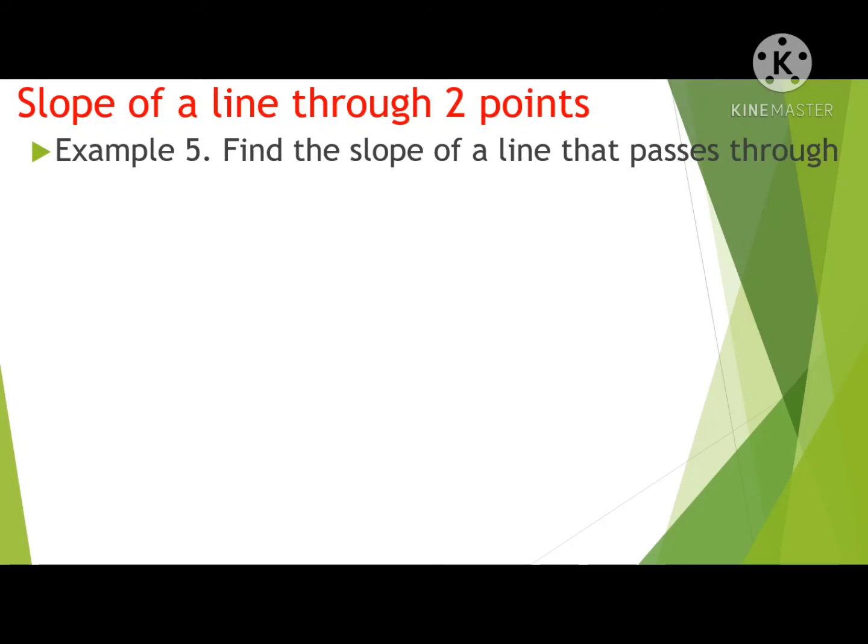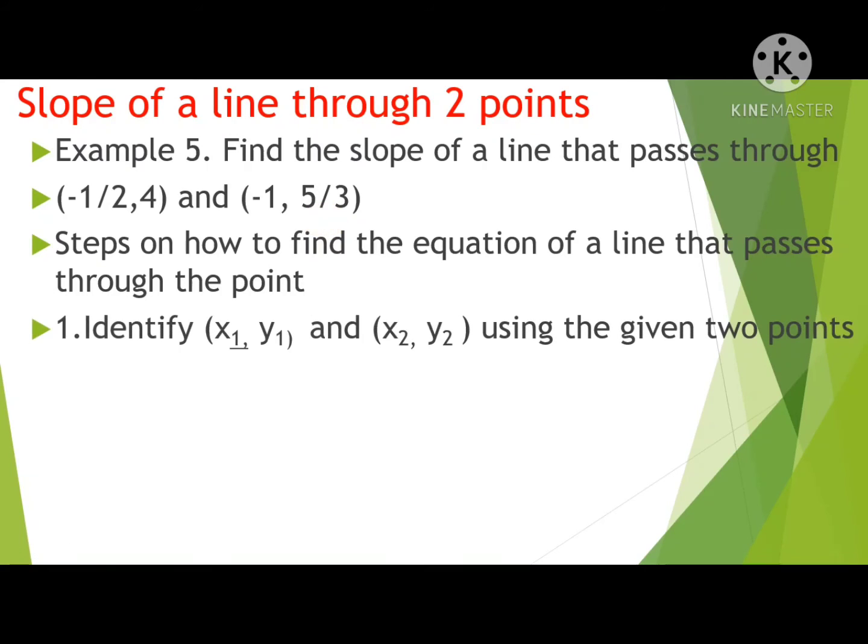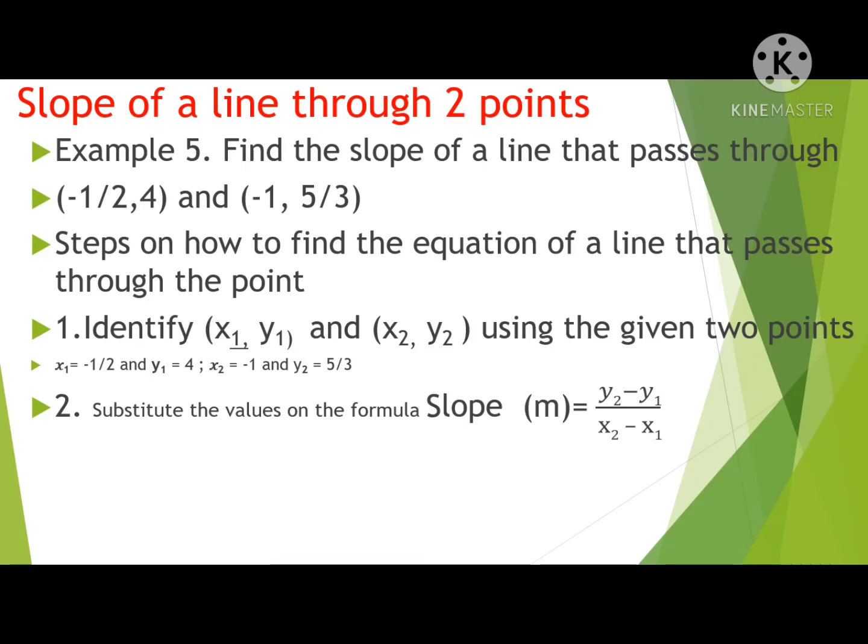I have here more complex problems, fractions. So, find the slope of a line that passes through negative 1/2, 4, and negative 1, 5/3. Our first ordered pair is negative 1/2 and 4, and our second ordered pair is negative 1, 5/3. So, identify first the x sub 1, y sub 1, x sub 2, y sub 2, and then substitute the values in the formula of the slope.